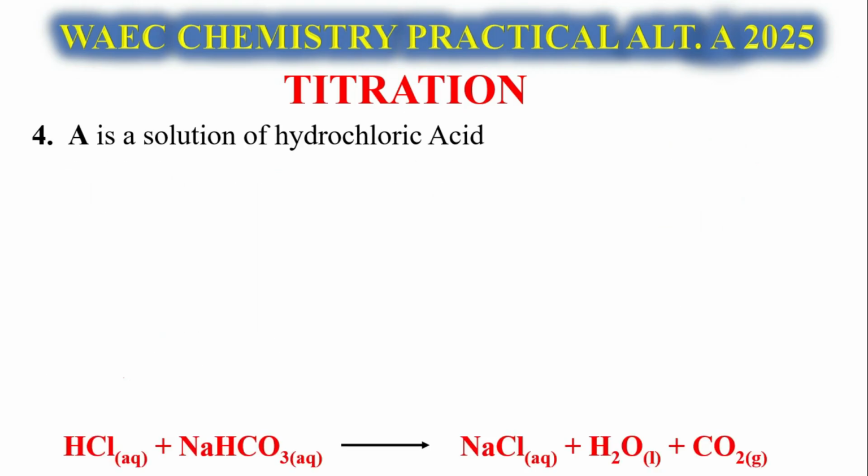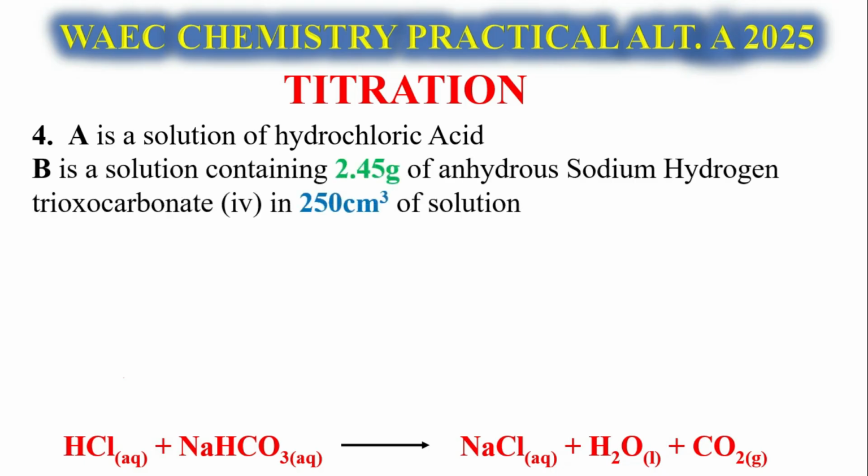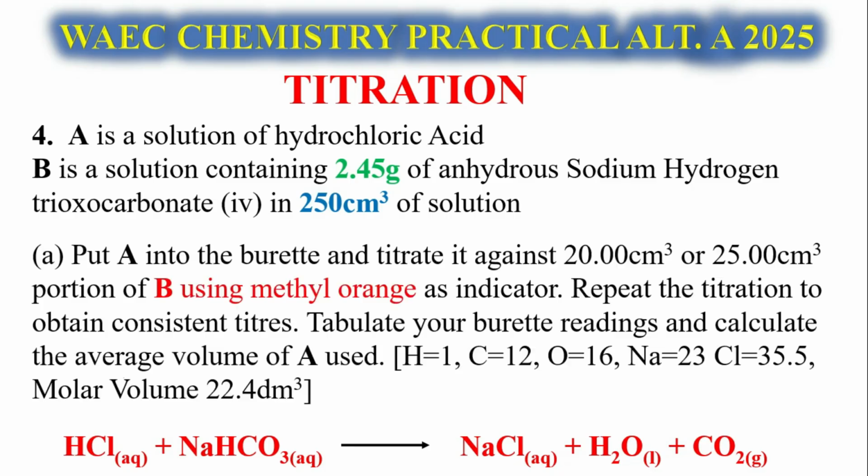Let's quickly dive into question number 4. A is a solution of hydrochloric acid, and B contains 2.45 gram of anhydrous sodium hydrogen trioxocarbonate(IV) in 250 cm³. Remember, it's not in dm³ now, so there's another twist here that you need to learn. Put it into the burette and titrate against 20 or 25 cm³. In my own school I use 25, that's why you see me using my VB to be 25. Your own school might use 20. It is also the same. Nobody will penalize you for that.